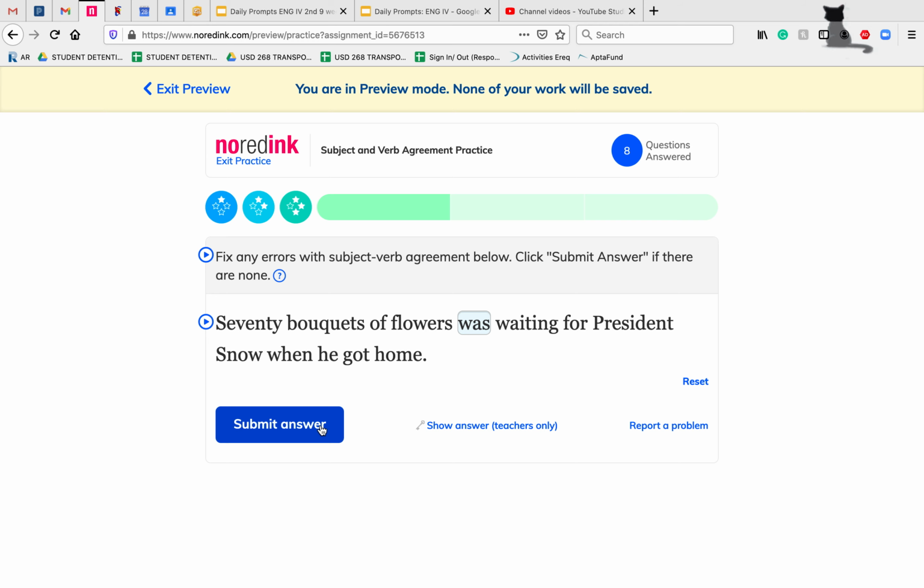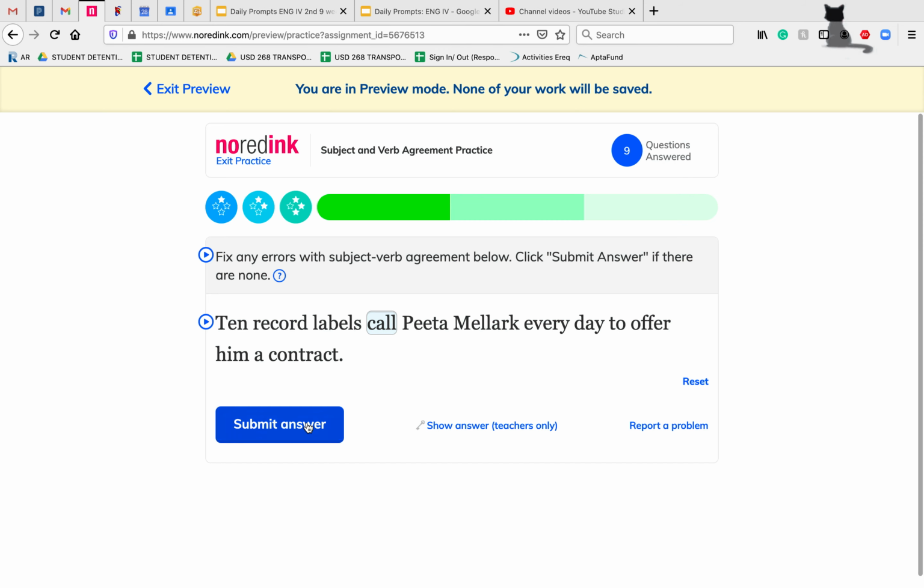70 bouquets of flowers was waiting for President Snow when he got home. 70 is more than 1, so we're going to use our plural verb, which is were. 10 record labels call Peter Malark every day to offer him a contract. This one's already correct because we have a plural subject and a plural verb.